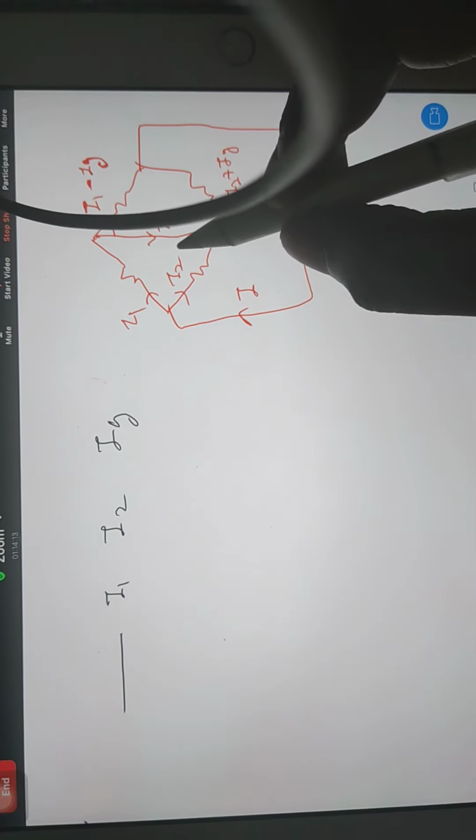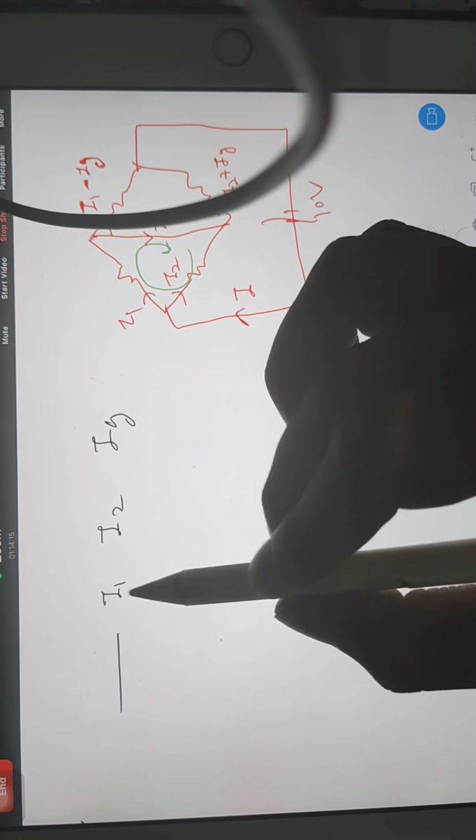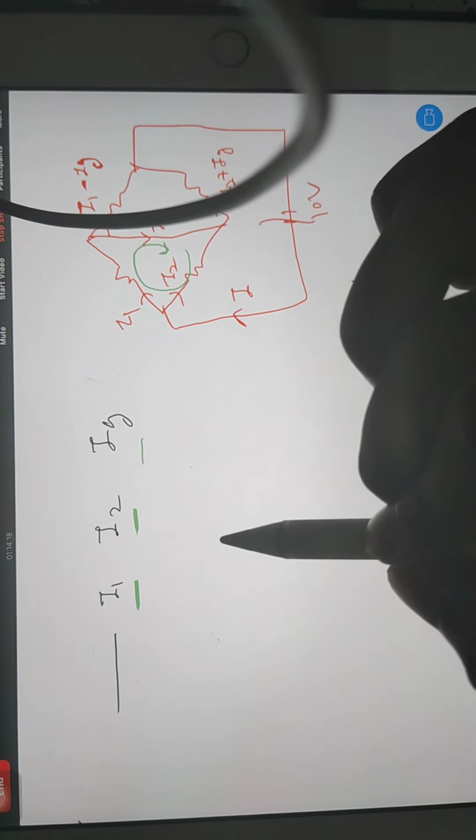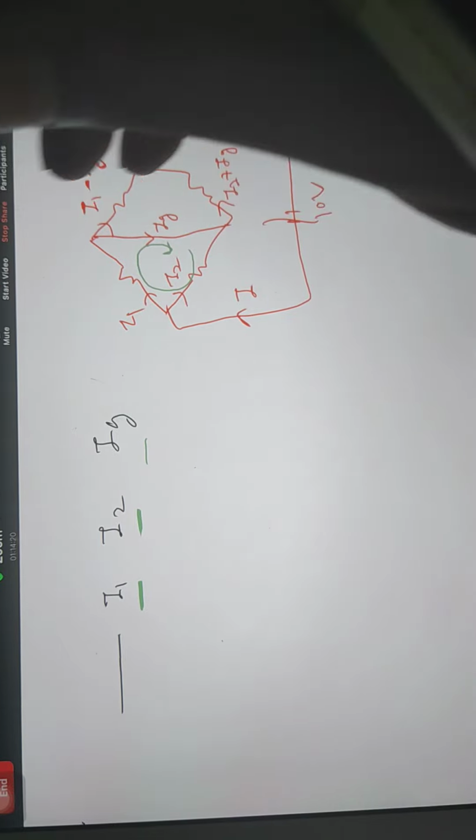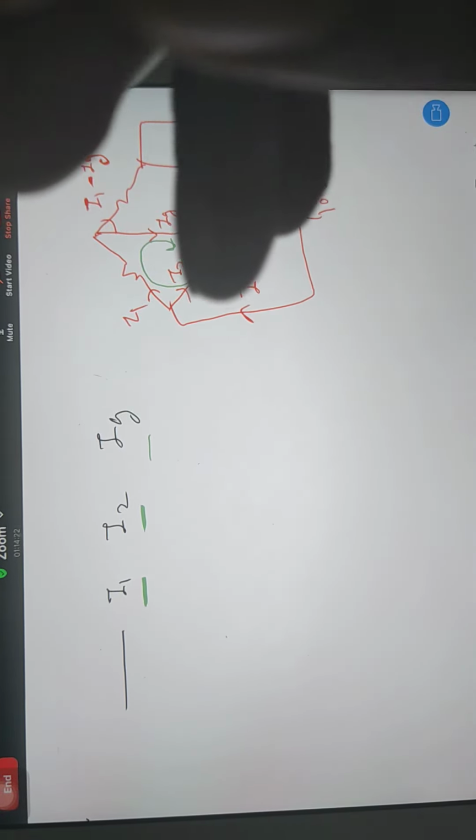So when we apply Kirchhoff's law in this, we get an equation between I1, I2 and Ig. When we apply, one minute, one wire is coming in the camera.